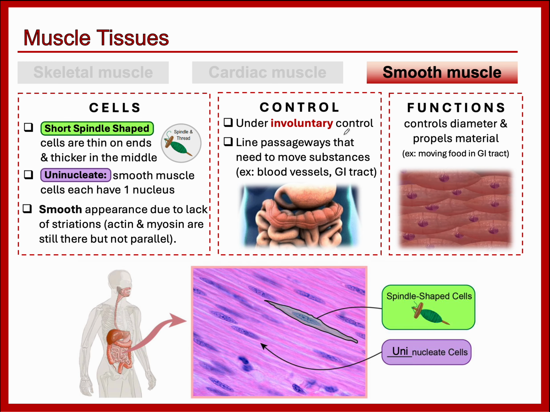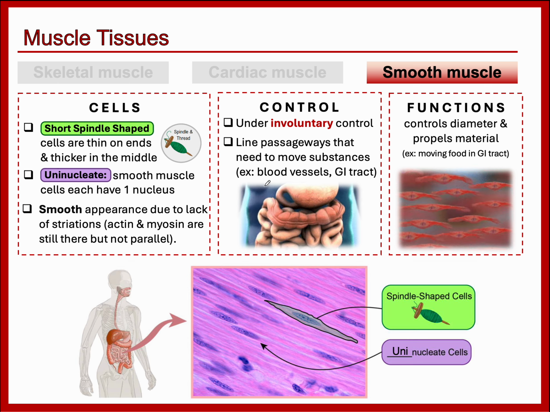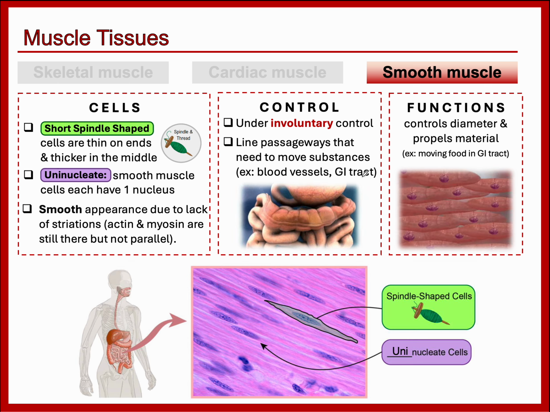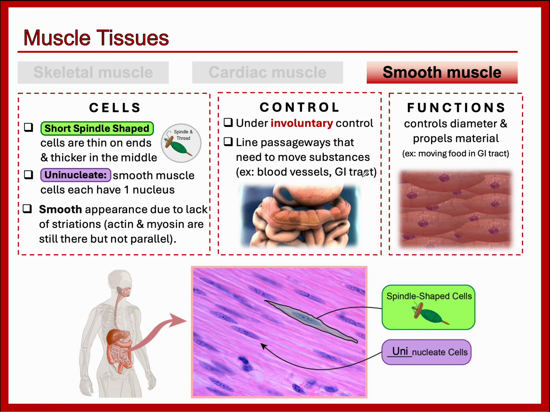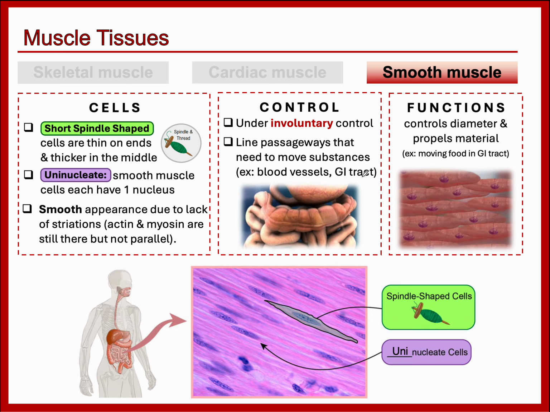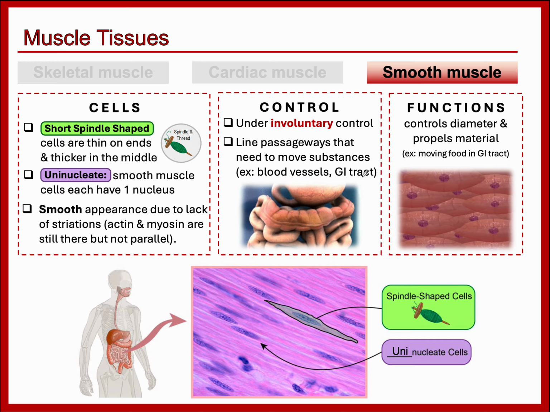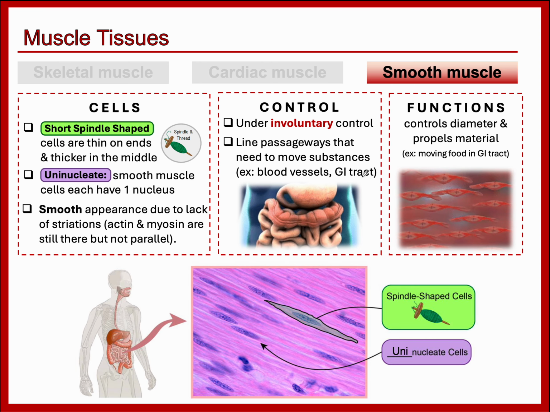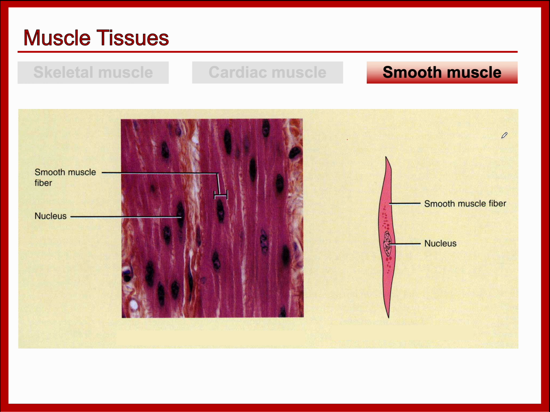Control: they are under involuntary control, and they line passageways that need to move substances. For example, in the GI tract, you cannot contract your intestine, but there is smooth muscle around the intestine that contracts to help propel food. Or in your blood vessels, you have smooth muscle to constrict or dilate. You have no mental cognitive control over that. So the function is to control the diameter and propel material.